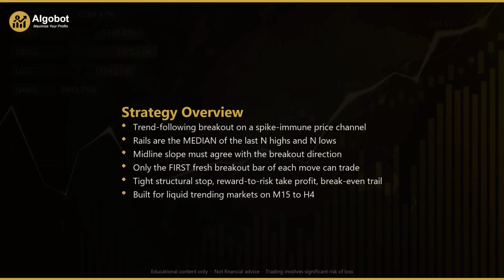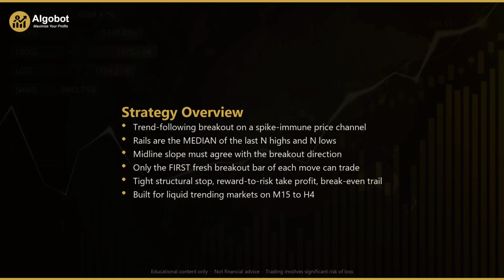So the upper rail represents the typical recent high, the price the market has repeatedly been willing to reach. When price closes above that rail, it has cleared the bulk of recent highs, not just one spike. That's a cleaner, stronger signal of real demand. On top of the channel sits a trend filter.